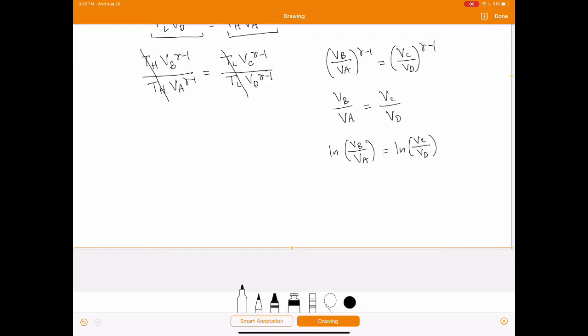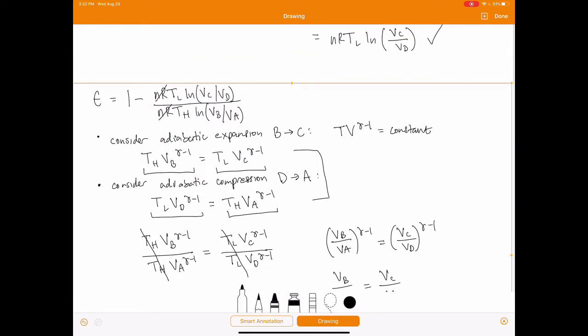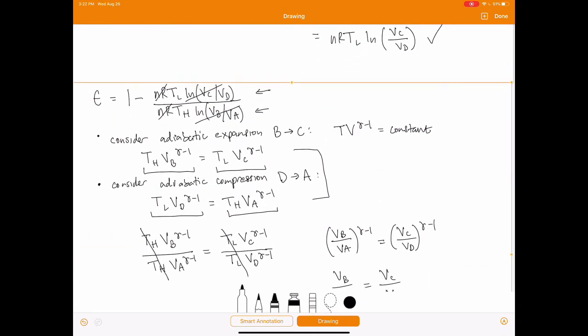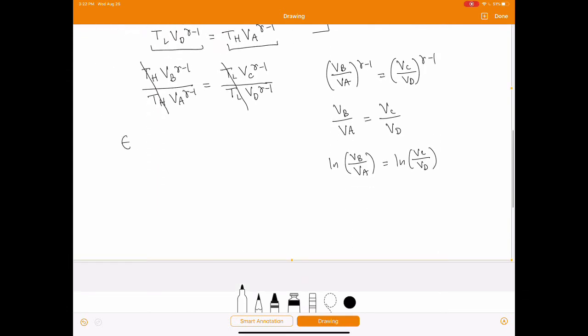Now, the reason we did all that is because if we go back to our expression for the efficiency, on top we have natural log VC over VD. On the bottom we have natural log VB over VA, but we just showed those are the same thing, so you can cancel it out. Therefore, all we're left with for our efficiency is 1 minus TL over TH, and that is the efficiency of the Carnot cycle. 1 minus TL divided by TH.